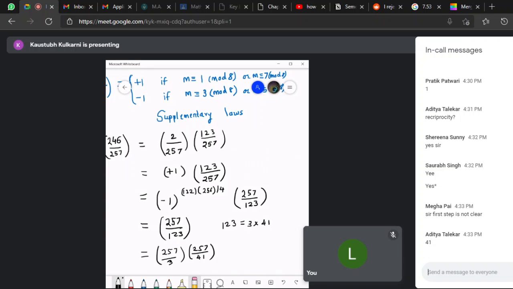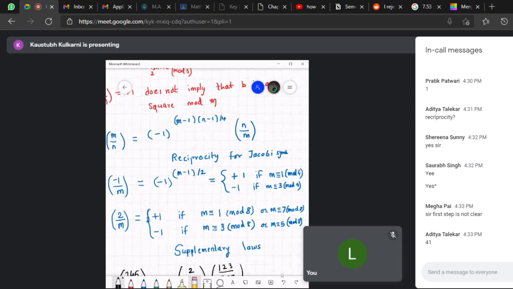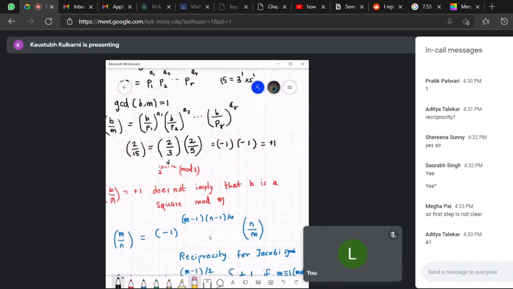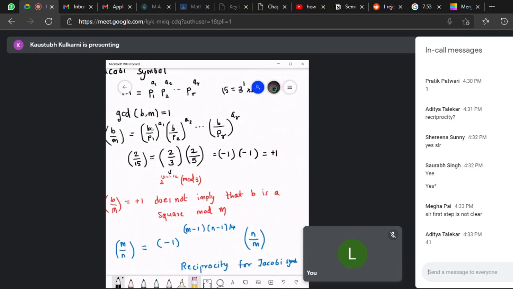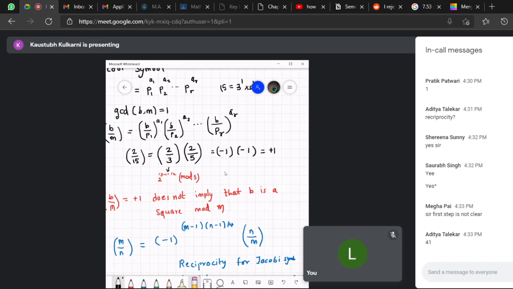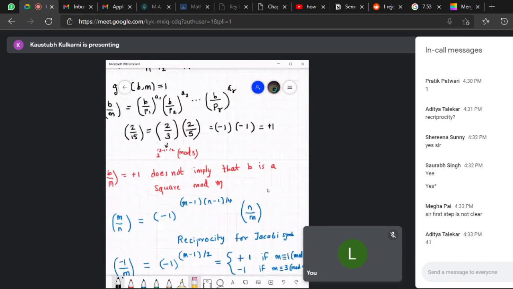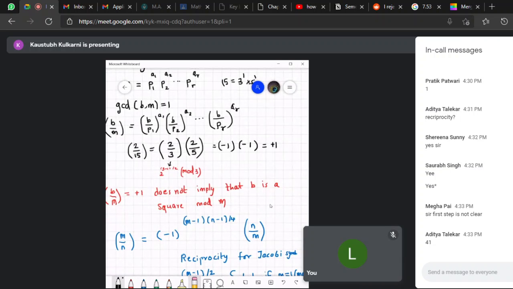Excuse me, sir, I did not understand why we did this step, like 257 upon 3 and 257 upon 41. This is by definition. b upon m is b upon the first prime factor of m raised to its power, times the rest, where this is the factorization. Got it. But there is still some simplification possible.